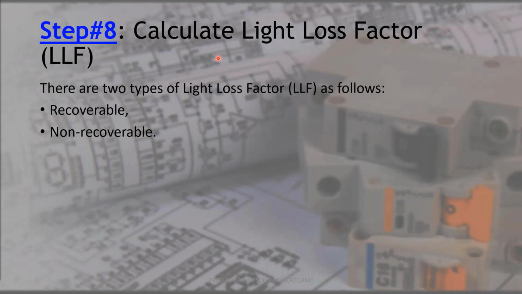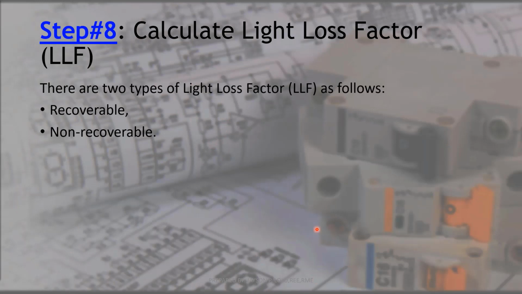Step number 8 is calculate light loss factor. So these are the two types. Earlier, I already mentioned about recoverable and non-recoverable. Recoverable is the relamping and recleaning. The non-recoverable is okay, katulad jud, di na jud siya mabalhin. Ilista na jud siya. So total light loss factor is the product of the individual light loss factors na recoverable and non-recoverable. So detailed description of the determination of the light loss factors can be found in the IESNA Lighting Handbook. Dito ninyo makita.